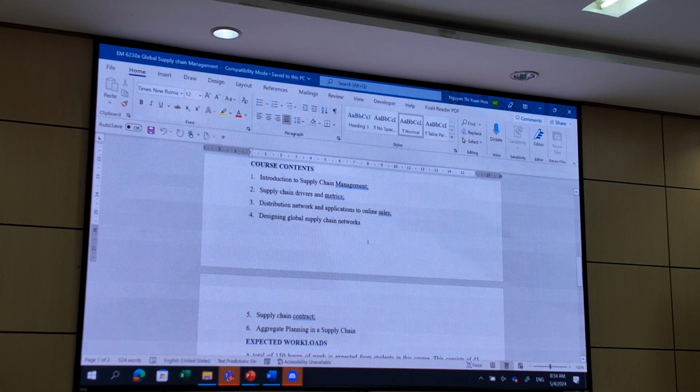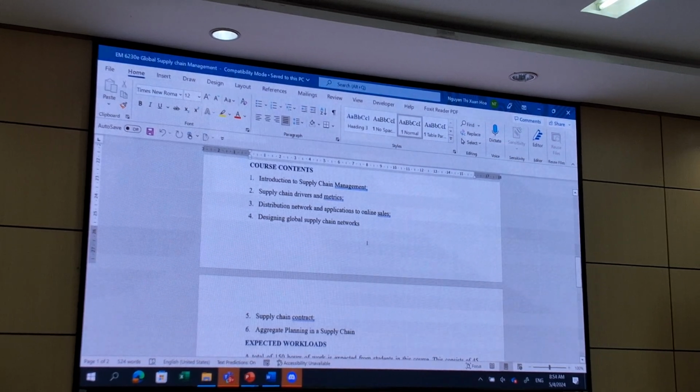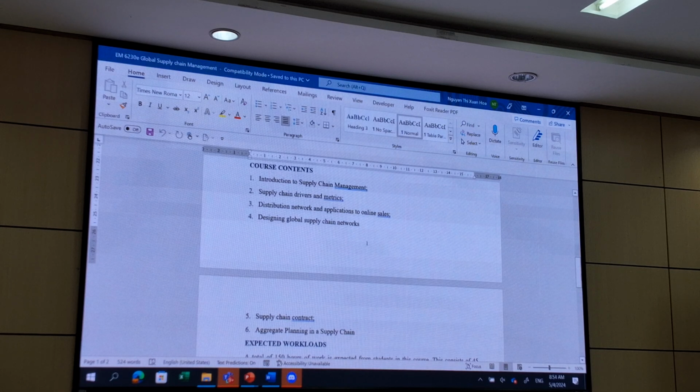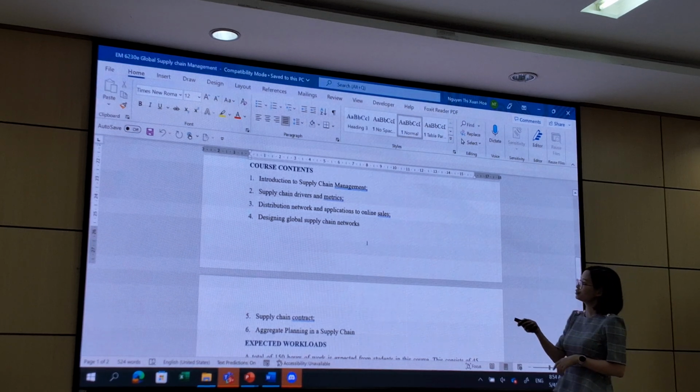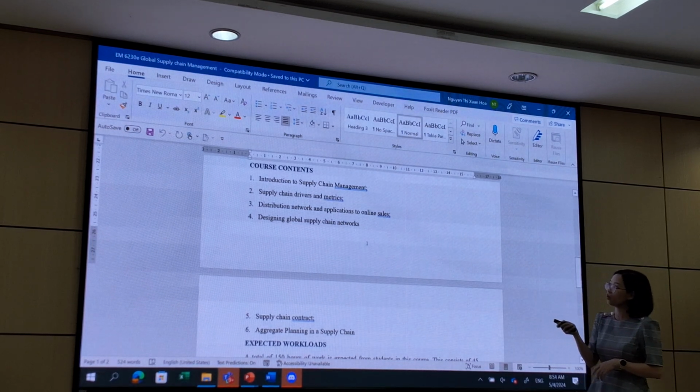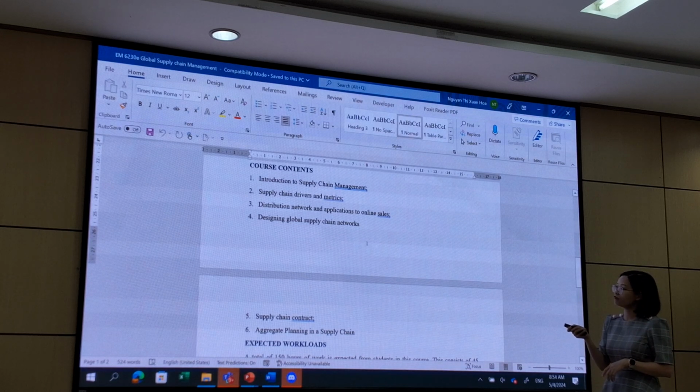So compared to before, they use the online platform. So when we go to that chapter, we might discuss the different policies, different strategies of the distribution network, why they select that one, and the drawbacks of that strategy. Okay. And after that, we move to designing the global supply chain network as well.